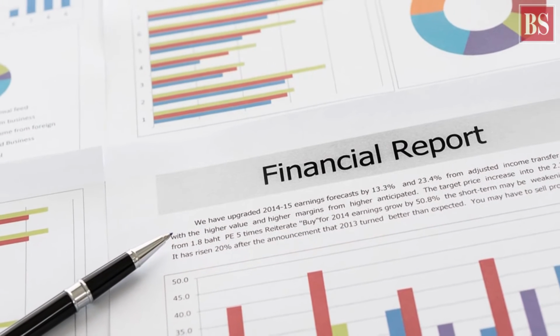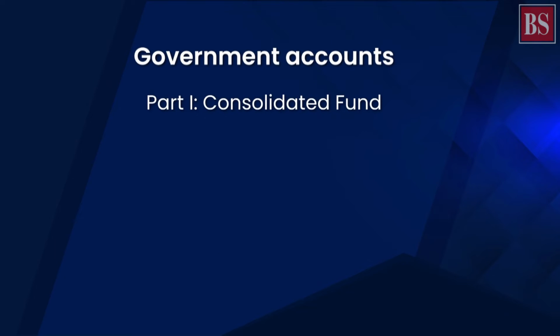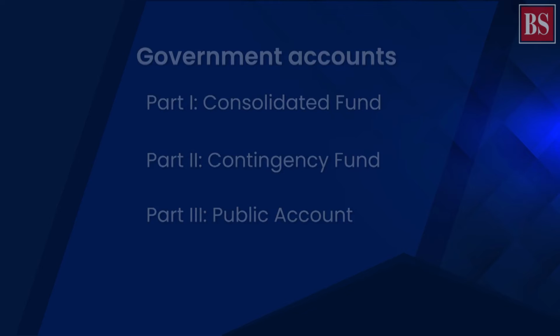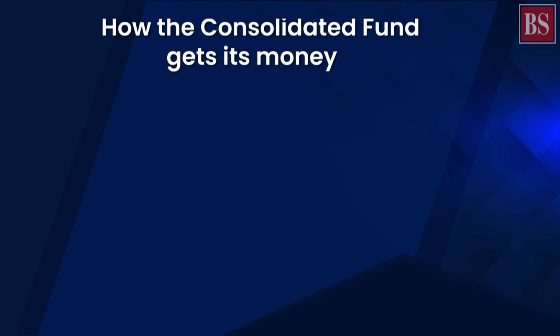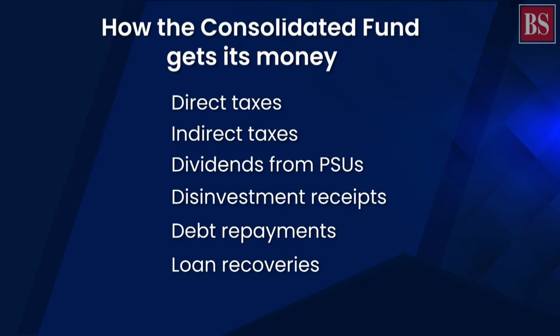The Annual Financial Statement shows the receipts and payments of the government under three parts in which the government accounts are kept. Consolidated Fund of India is one of them. The other two categories are Contingency Fund and the Public Account. Consolidated Fund of India includes revenue earned from direct taxes like income tax, corporate tax, and indirect taxes such as GST, customs, and excise duties. Dividends and profits from public sector undertakings, disinvestment receipts, debt repayments, and loan recoveries also go to the fund.